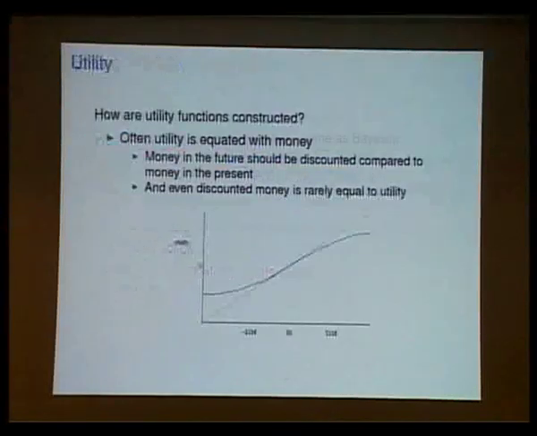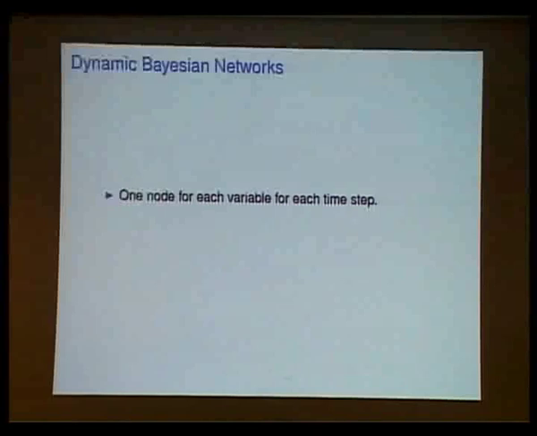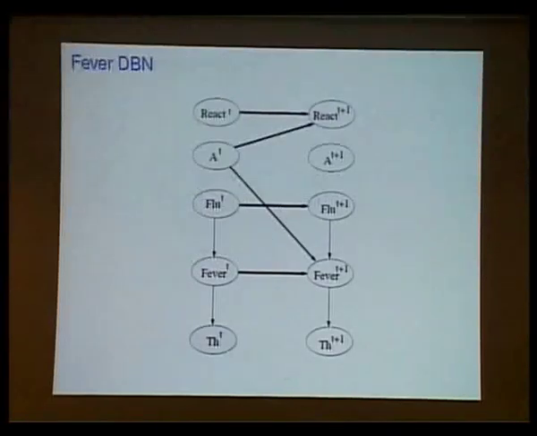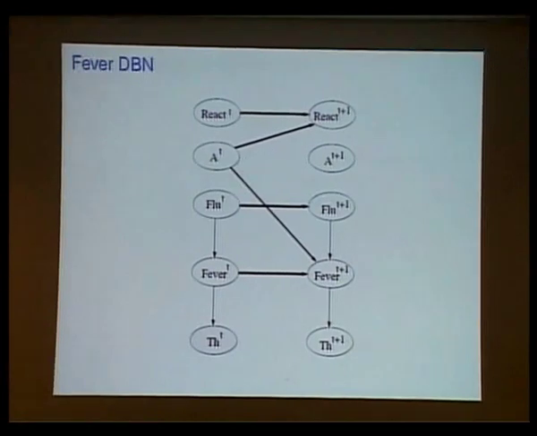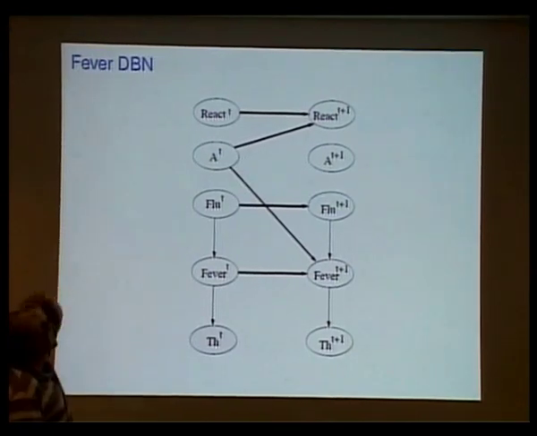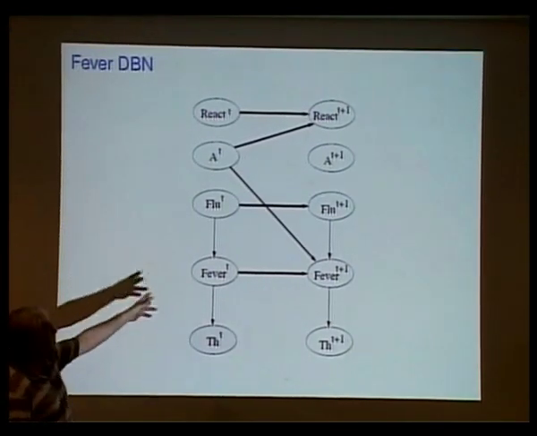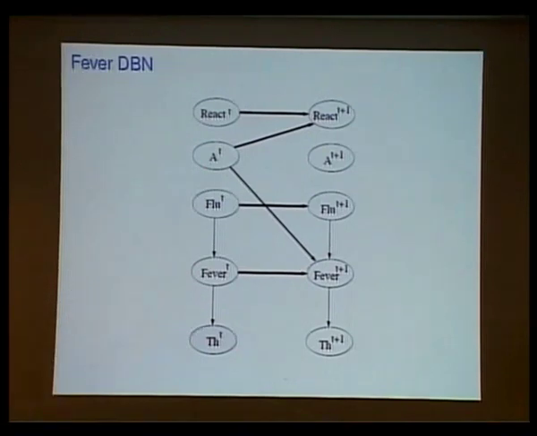Let me just show you a few quick examples. So this is all about utility theory, which I'm going to skip. So there's an example of a dynamic Bayesian network. So we have aspirin, taking aspirin, having a severe reaction to the aspirin. The flu carries over, the fever carries over, etc. So that would be a pretty typical dynamic Bayesian network.